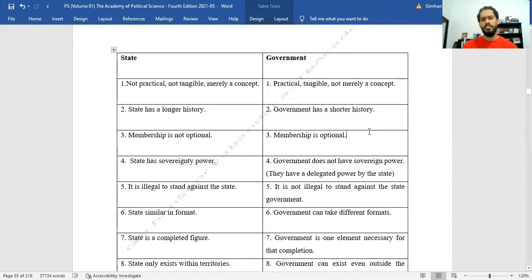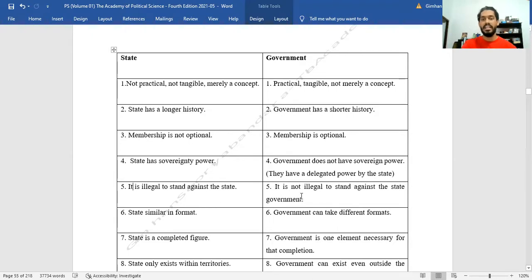Government membership, of course, being a member of the government, like being a minister or the prime minister, is obviously optional. You have to run for president, or run for parliament and become a minister. That's optional, and you can be a member and then you can quit, you can resign. So that's completely optional. Then the state has sovereignty power, we saw it because it's almighty, right? The government does not have all that power. The government only has a delegated, limited amount of power, right? Then it is illegal to stand against the state, of course, right?